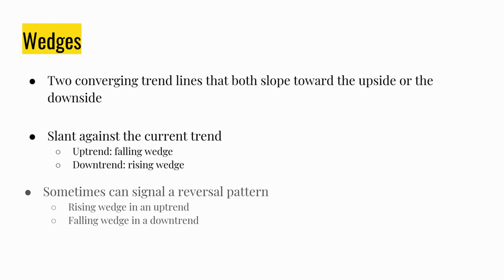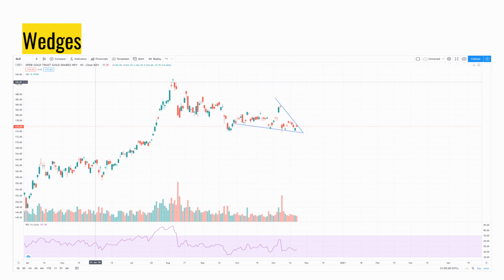However, with all things in technical analysis, there are exceptions. Sometimes a rising wedge can be formed in an uptrend, likewise a falling wedge can be formed in a downtrend. This usually happens when the top or bottom may be forming. Let's look at an example of a wedge.